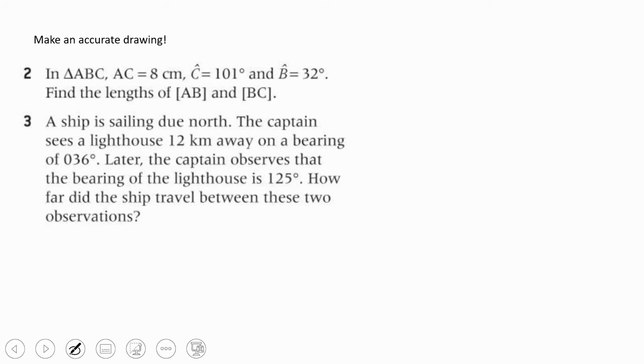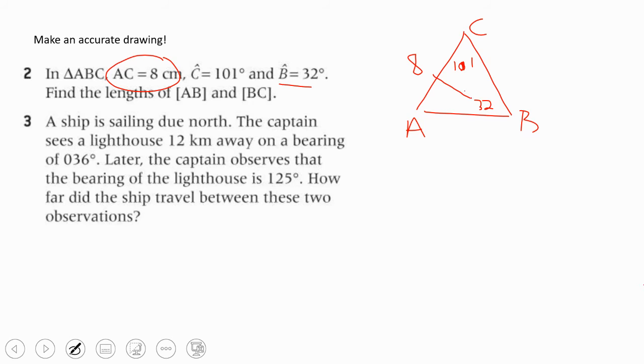This is one where they don't give us a triangle number 2, so I just quickly sketch an A, a B, a C, and then get my labels on here. So AC is 8. Angle C is 101. You can see my picture is not to scale, but it doesn't matter. Angle B is 32. And so I can find the other sides. I know that right now because I have an angle-side pair.